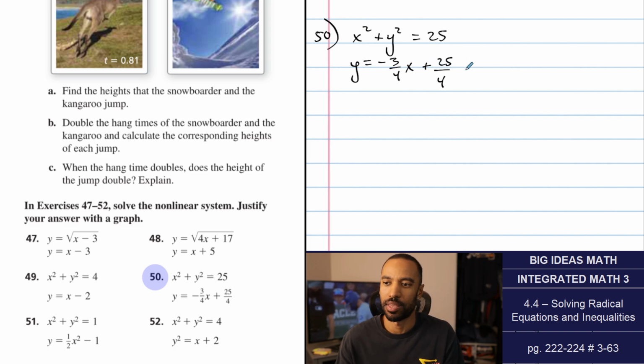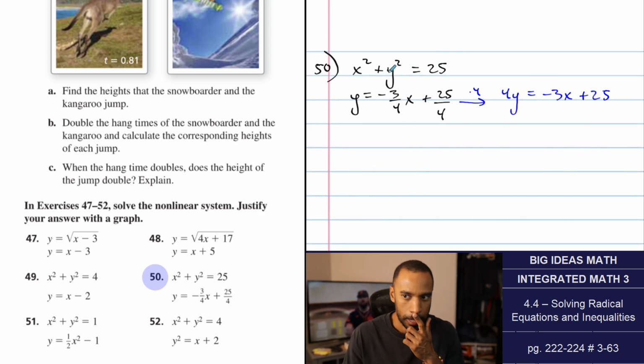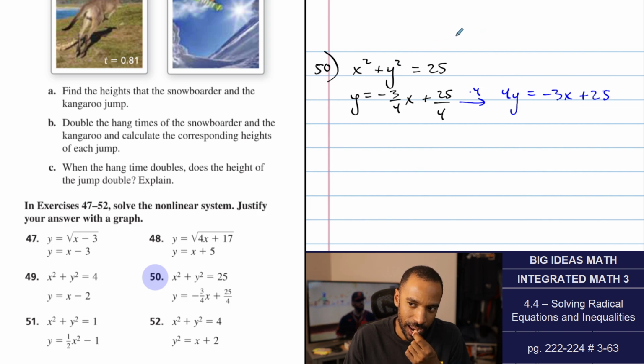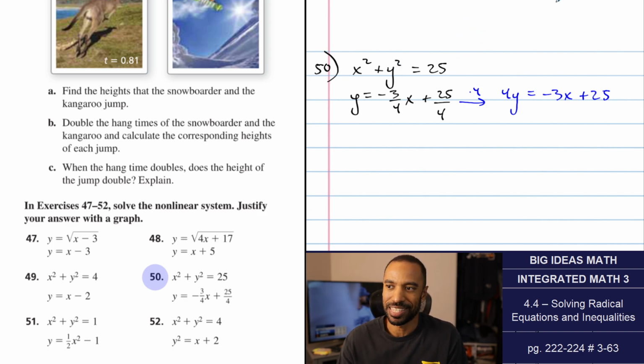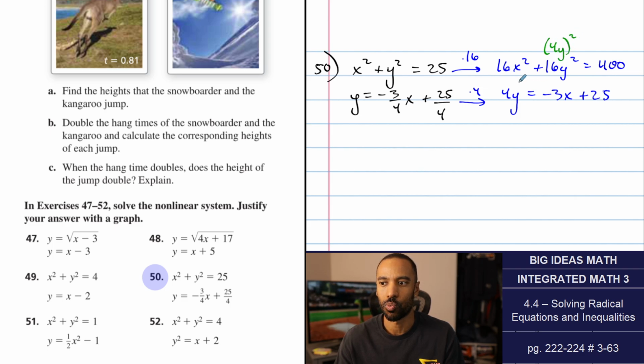Okay, I was going to tell you my plan. I wanted to make this say 4y equals, because I don't want fractions here, so negative 3x plus 25, like that. And I wanted to substitute 4y into here. The problem is, that's not a true 4y, right? So I'd have to multiply this one by 16 just to not have fractions. 16x squared plus 16y squared equals 400. Now, why do I need to make this 16y squared? Because 16y squared is 4y quantity squared. This is where I'm substituting this in for 4y.